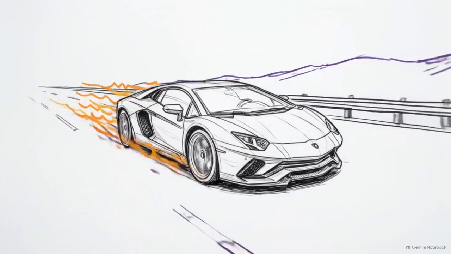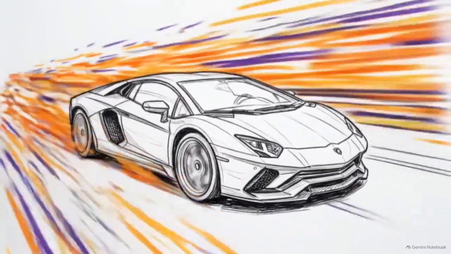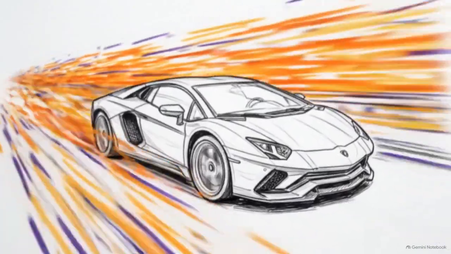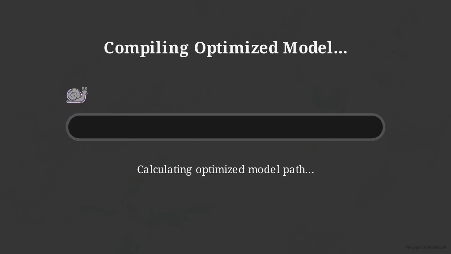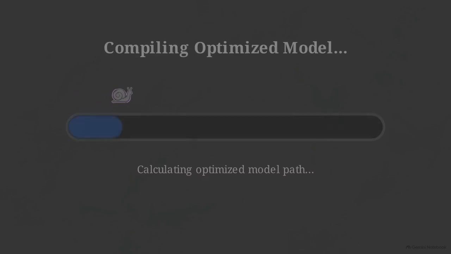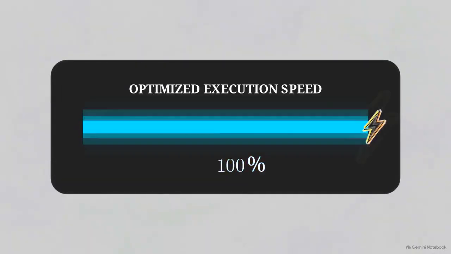These specific parameters provide a mathematical balance. You gain significant speed without seeing a noticeable drop in the final video quality. Start your first generation. If you enabled compilation, the progress bar will move slowly at first. This is normal. Once that finishes, run the same prompt again. Now you're seeing the true, optimized speed of the chain.